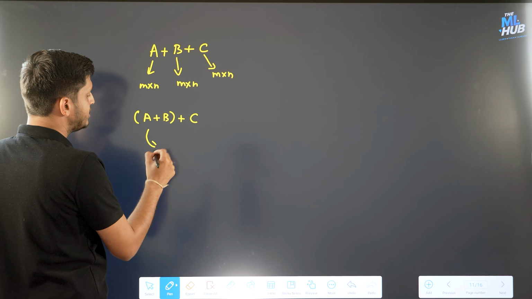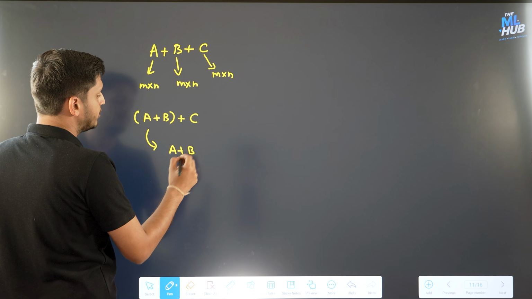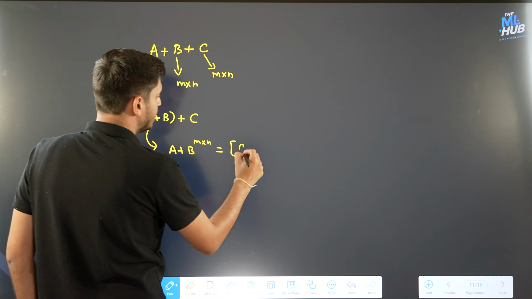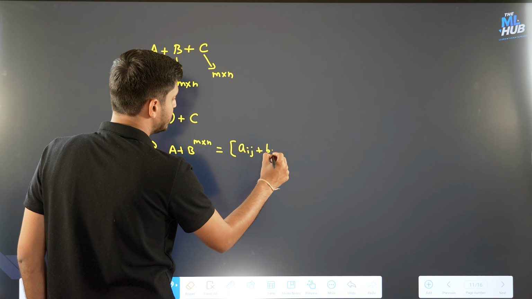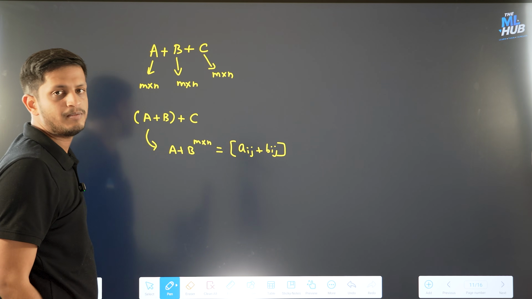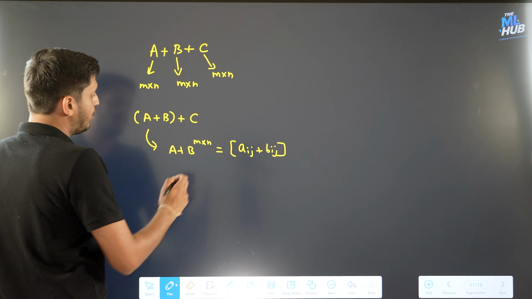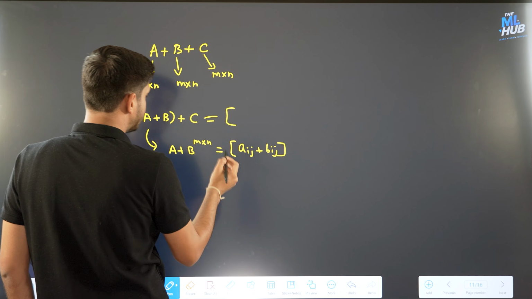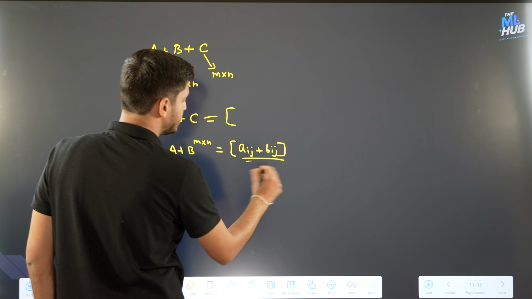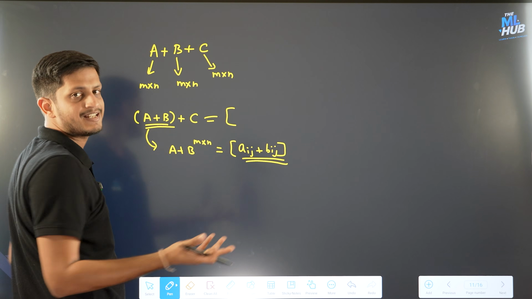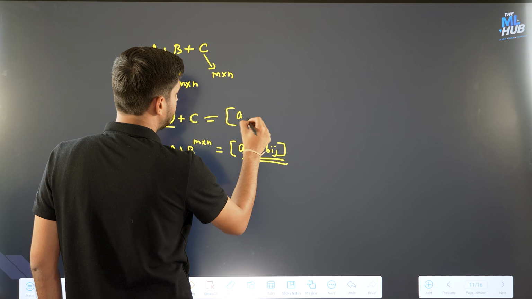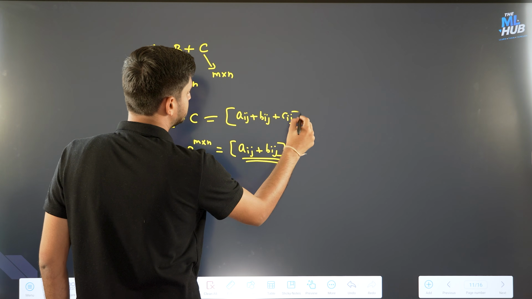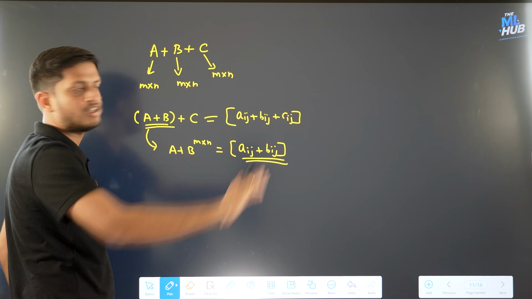So here what will happen? Firstly we are computing A plus B. So A plus B will also be an m cross n matrix whose ijth element will be Aij plus Bij, right? And now we are adding the matrix C to it. So the ijth element of this matrix is Aij plus Bij, and the ijth element of C is, let's say, Cij. Then in the addition the ijth element will become Aij plus Bij plus Cij, right? It will be just the addition of all three of them.